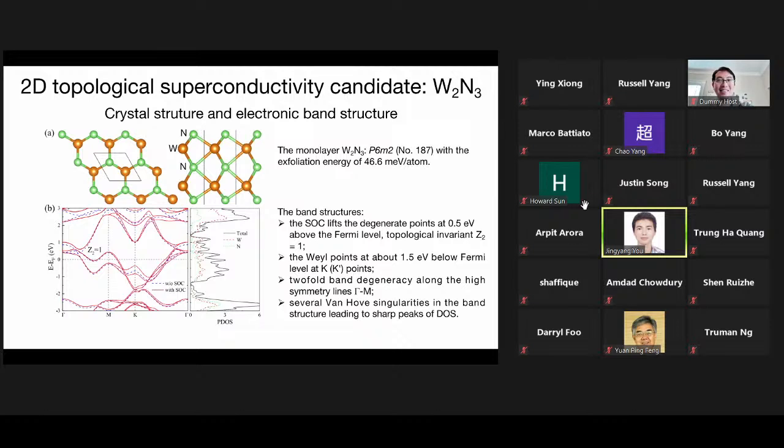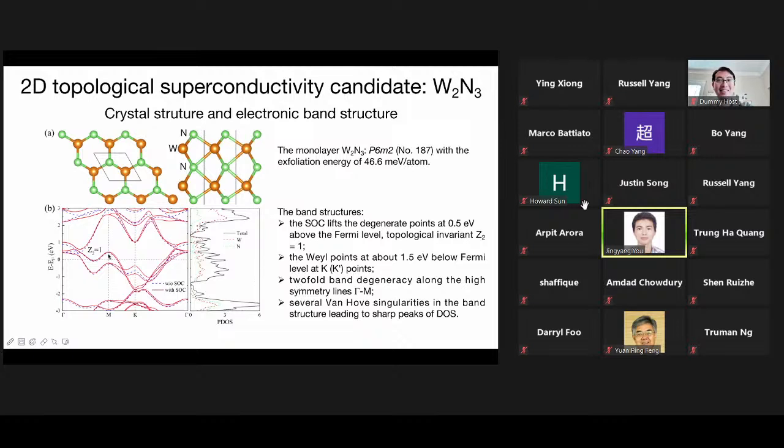Second, both without and with spin-orbit coupling, the Weyl point at about 1.5 eV below the Fermi level at K or K prime points are stable, which are protected by the symmetry at K or K prime points.